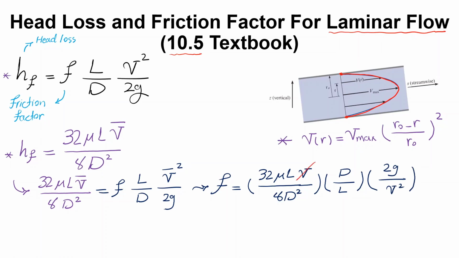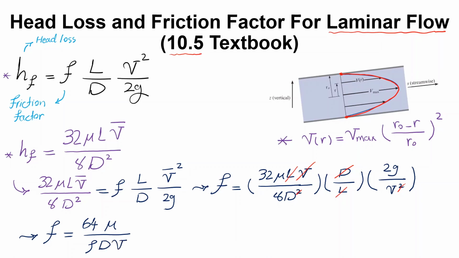Now you can do some simplifications over here. This velocity cancels out with the power of this velocity. This diameter cancels out with the power of this d. L cancels out with this L. So I'm going to continue writing over here. f can be simplified and written as 64 times mu divided by density, d, and velocity.